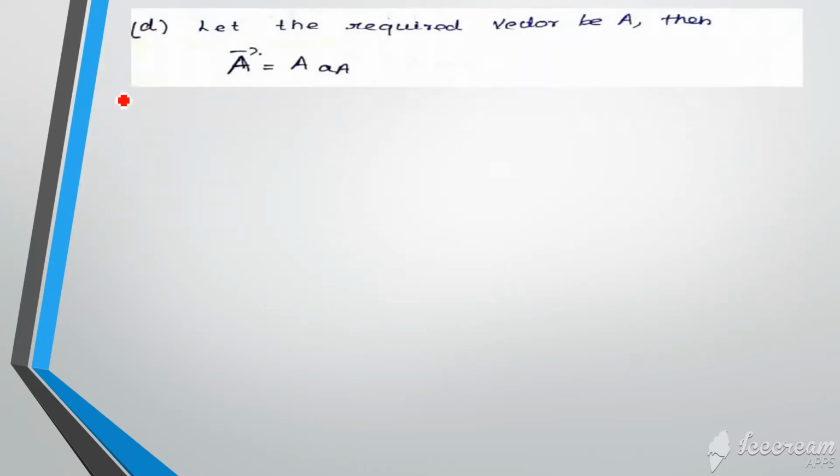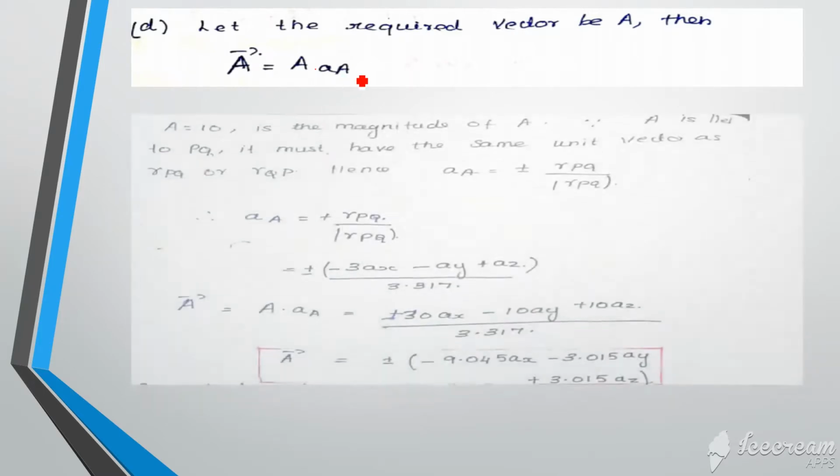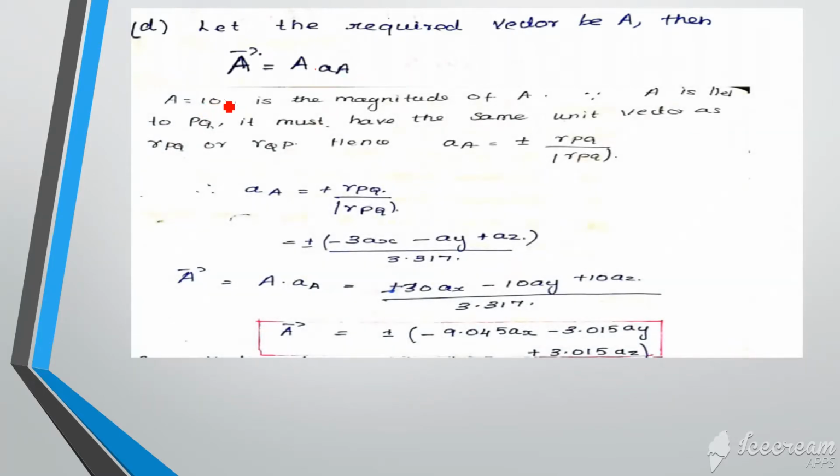And the last subdivision is very important. Let the required vector be capital A, then vector A is equal to magnitude times the unit vector a_AB. This expression can be found from the unit vector definition. The given magnitude of A is 10, and A is parallel to PQ, so it must have the same unit vector as RPQ or RQP. Hence we need to find the unit vector corresponding to this distance vector. So the unit vector is equal to RPQ divided by mod of RPQ.